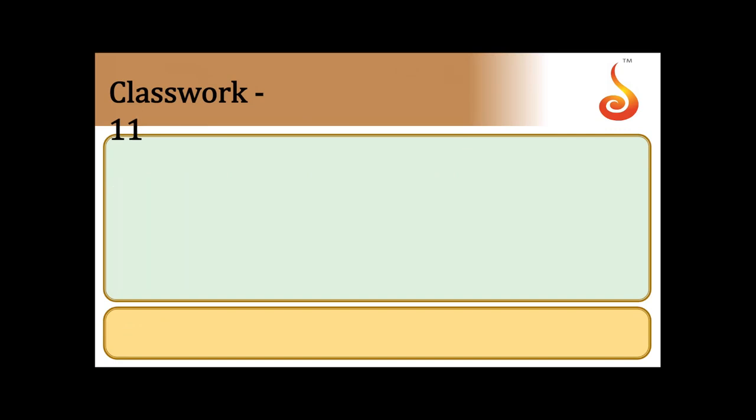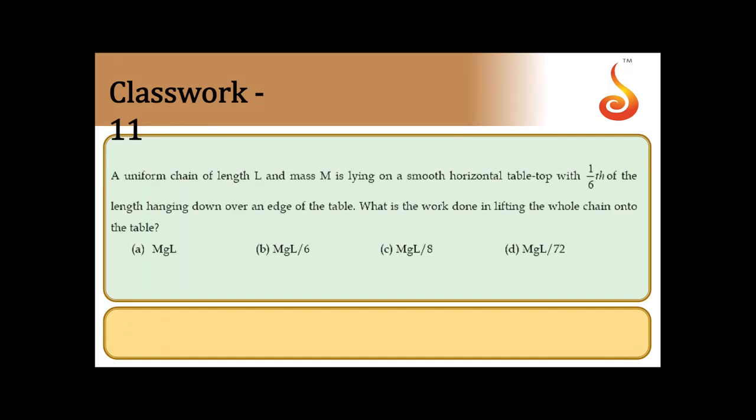Okay, we shall move on to the next one. A uniform chain of length L and mass m is lying on a smooth horizontal table with 1/6 of the chain hanging down over the edge of the table. So, what is the work done in lifting the whole chain onto the table?